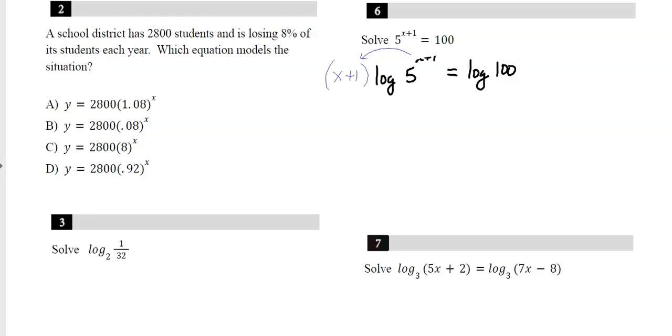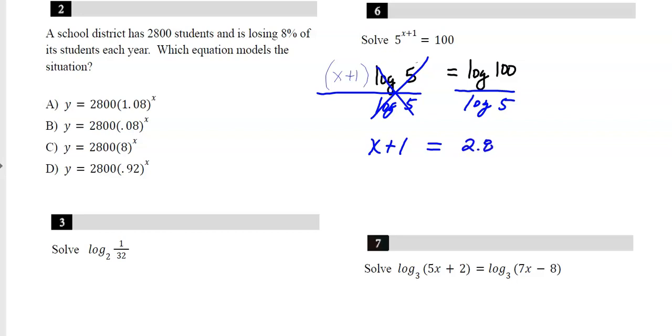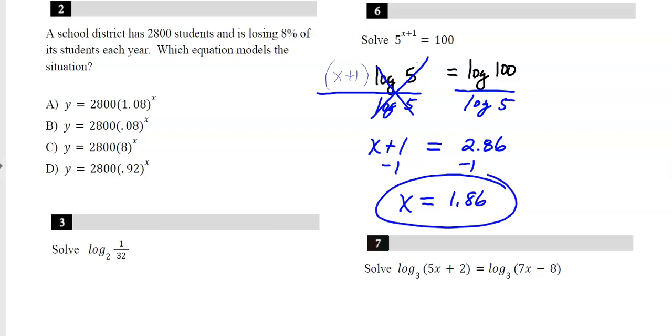So now the exponent is gone. There is no more exponent there. And now I'm trying to get the x by itself, but I'm going to first be happy just to get that x plus 1 by itself. So I'm going to divide both sides by the log of 5. And I'm going to have x plus 1 equals, and when I divided that out on my calculator, I had roughly 2.86. And now I'm just going to subtract 1 from both sides, and I get x equals roughly 1.86.